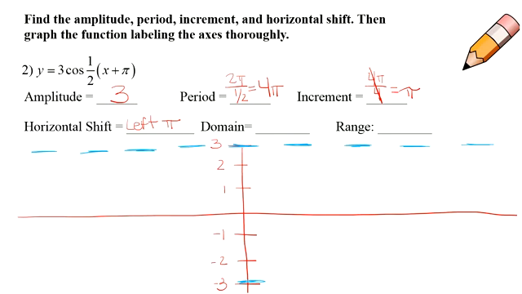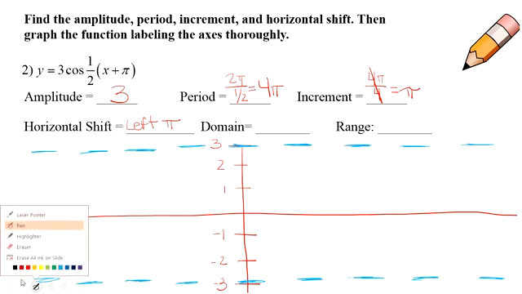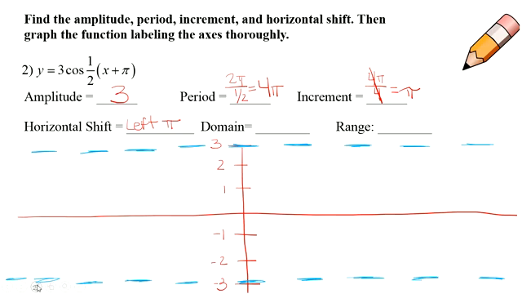There we go. There we go. My program's not liking me right now. Okay, let's fill in our increments. So I got 1 pi, 2 pi, 3 pi, and 4 pi. So 1 period right there. Then I got -pi, -2 pi, -3 pi, and finally -4 pi.